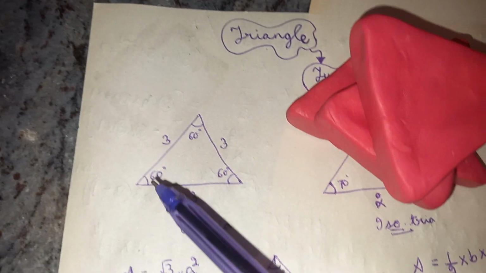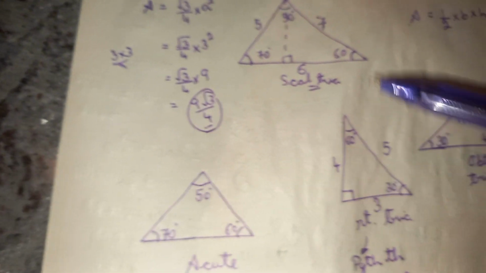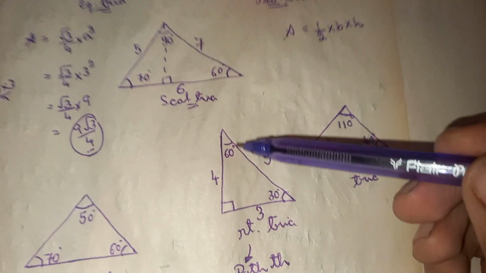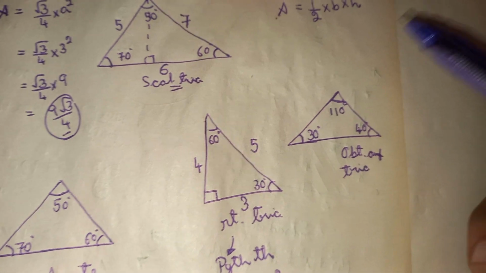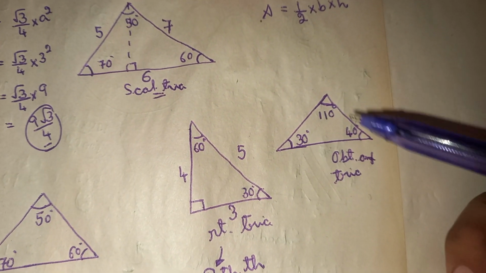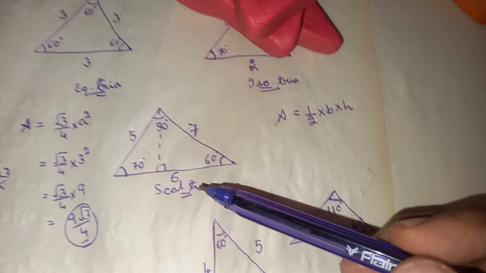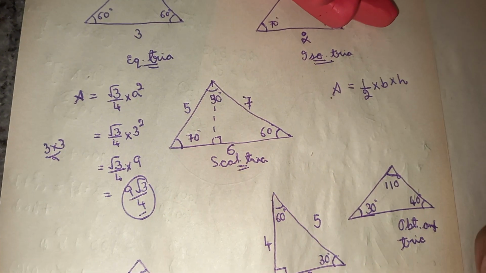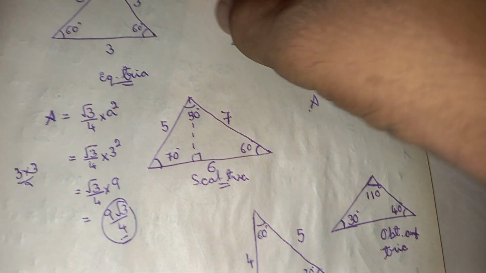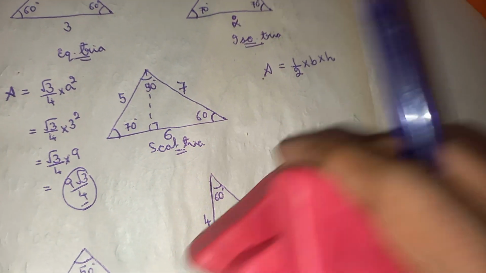Here you can see an equilateral triangle is always an acute angle triangle. A right triangle can be an isosceles triangle or a scalene triangle, and an obtuse angle triangle can also be a scalene triangle or an isosceles triangle. These are different ways of classifying triangles.